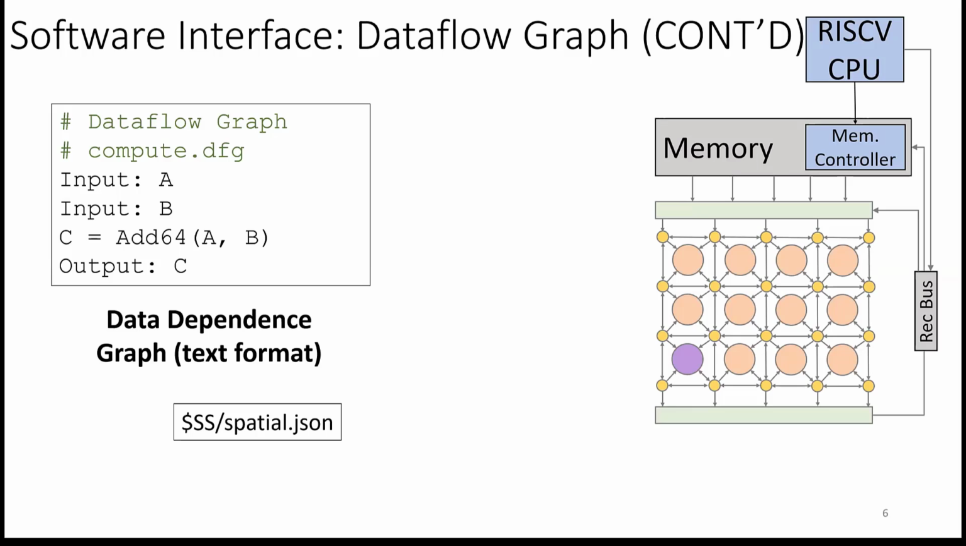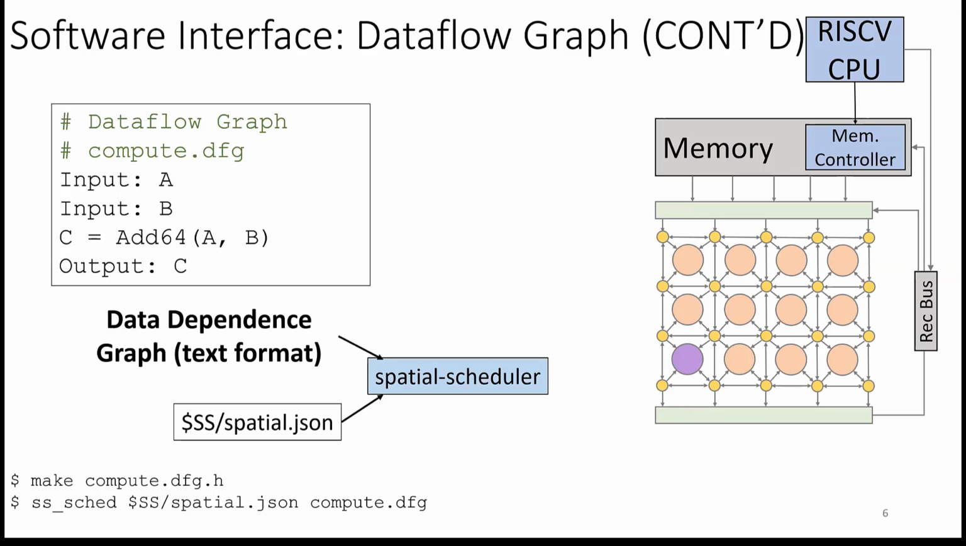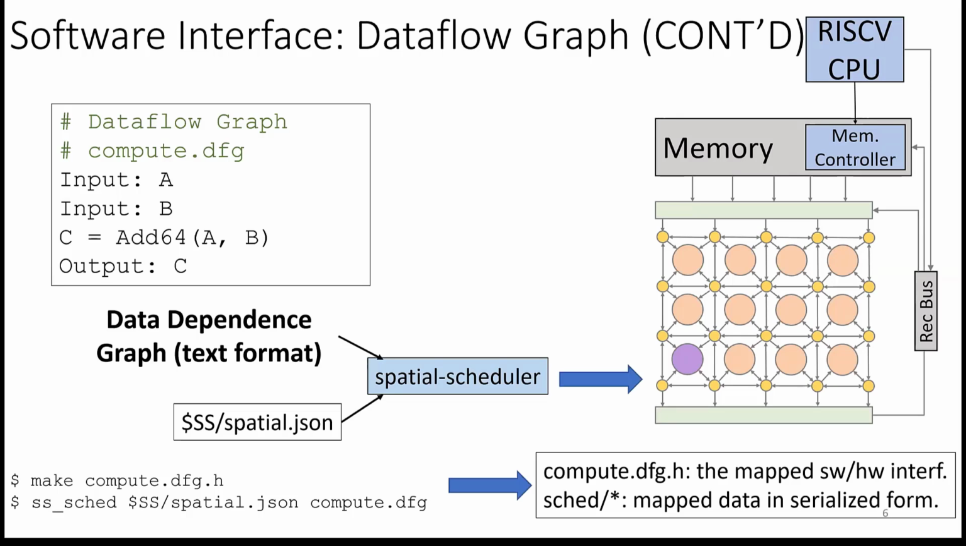How do you export this, and how do you represent a spatial architecture in his scalar embedded DSL? Both this compute.dfg and this JSON file are fed to the spatial scheduler. If you already downloaded our infrastructure, you can just type either of these commands to execute the spatial scheduler. The spatial scheduler generates two files: one is the schedule folder and another is the compute.dfg.h.